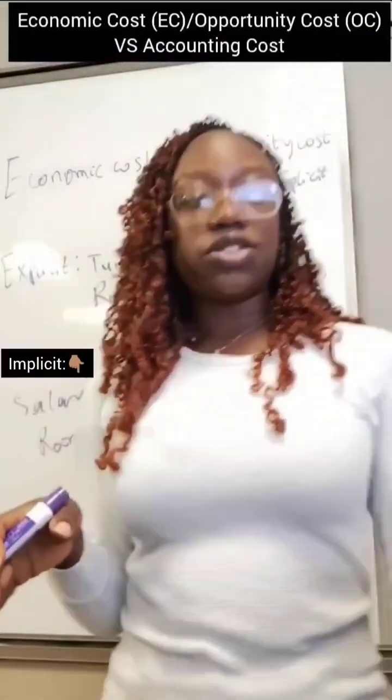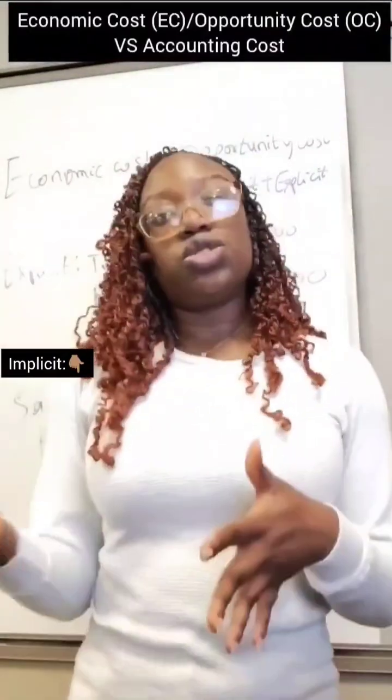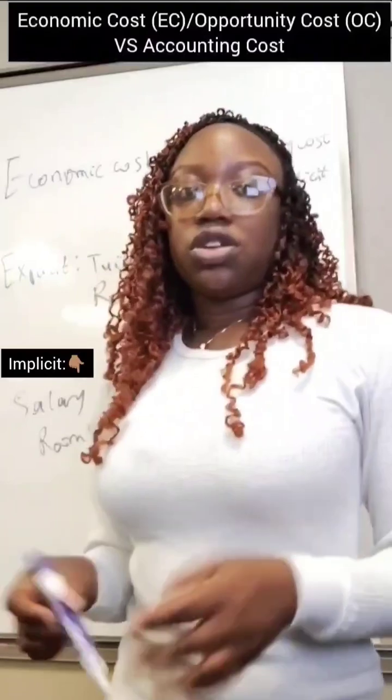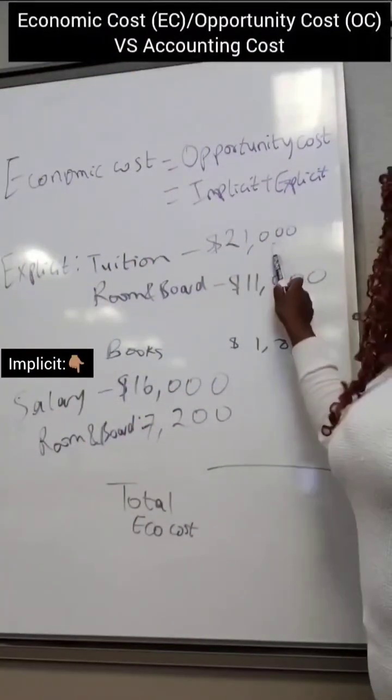You guys are in class, attending college right now. So what is your total cost of choosing to be in school? First of all, tuition. So tuition is going to be among your explicit costs, right? And let's assume that that is $21,000.